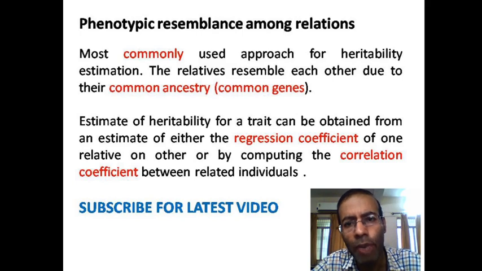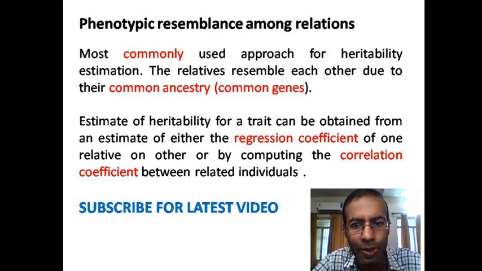This is the most common approach for estimation of heritability. We know that relatives resemble each other due to their common ancestry, and because of common ancestry they have common genes. Estimate of heritability for a trait can be obtained from an estimate of either the regression coefficient of one relative on other, or by computing the correlation coefficient between the relatives.